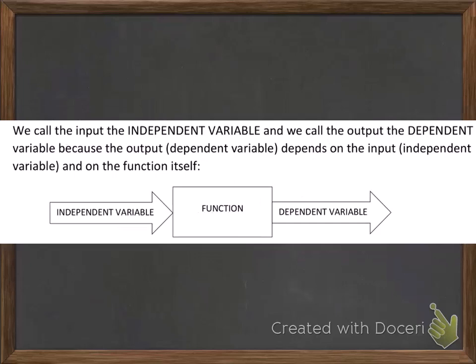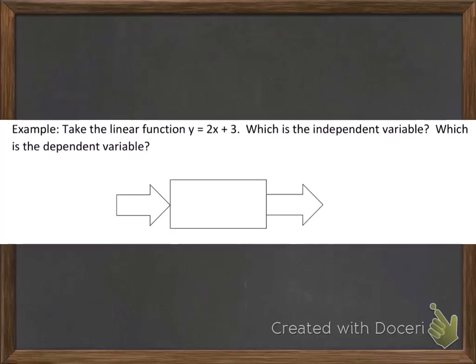We call the input the independent variable and we call the output the dependent variable because the output or dependent variable depends on the input or independent variable and also on the function itself. Let's take the linear function y equals 2x plus 3. Which is the independent variable and which is the dependent variable?